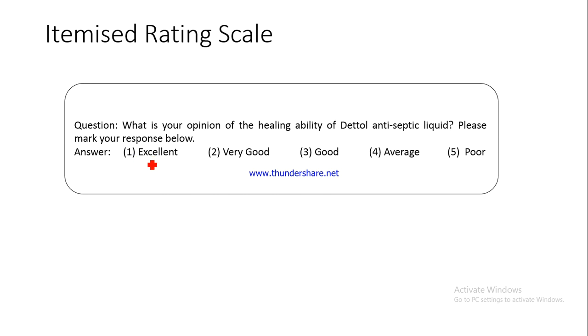This is how you would be posing the question to your respondent, and then this is how you would be giving him the options. What is your opinion of the healing ability of Dettol antiseptic liquid? Please mark your response below. Now this is called an itemized rating scale. Here we have these 5 options, 5 alternatives that we'll provide to our respondent. The respondent will be marking his answer. He has to choose one of these 5 responses.